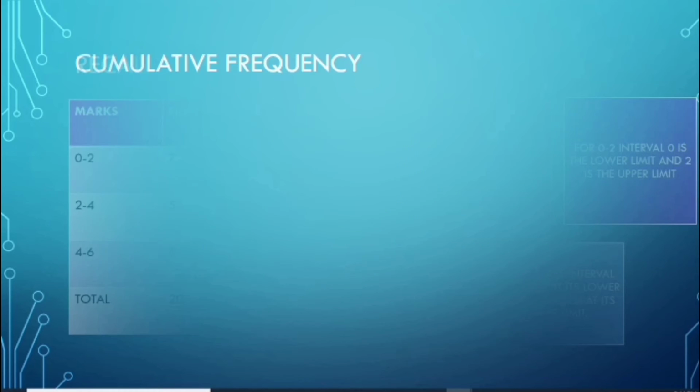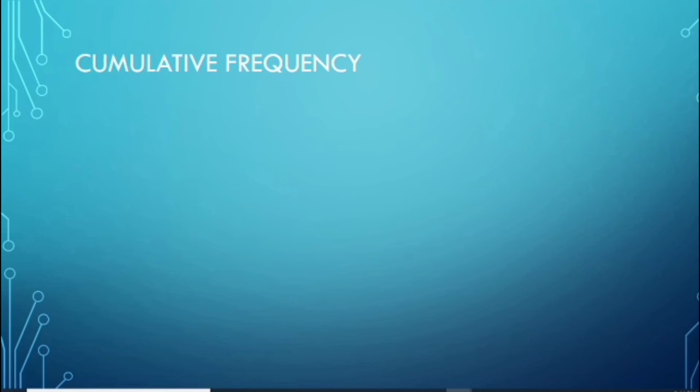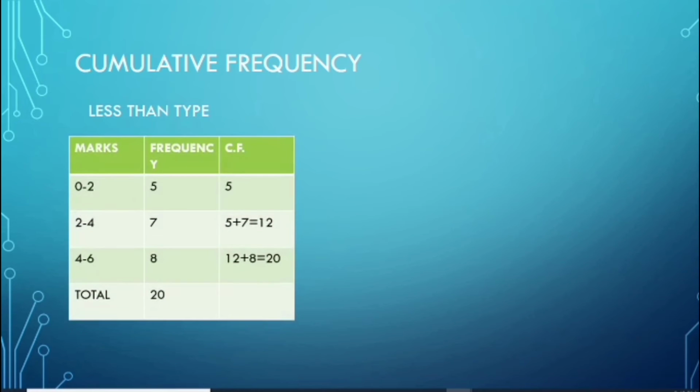Next is your cumulative frequency. As the name suggests, cumulative means accumulation. Such a frequency that accumulates the frequency is known as the cumulative frequency. There are two types of cumulative frequency. The first one is the less than type, and the second one is the greater than type.